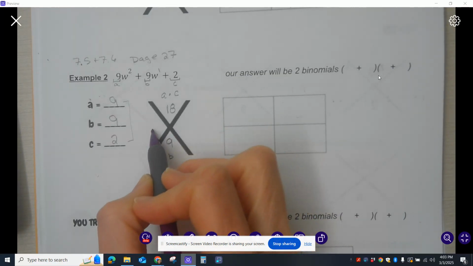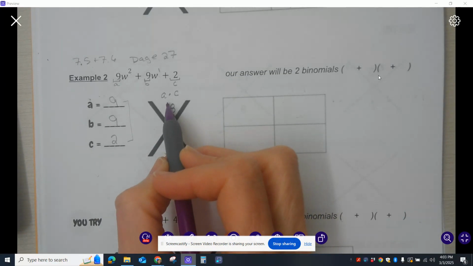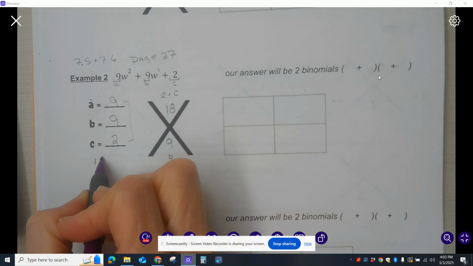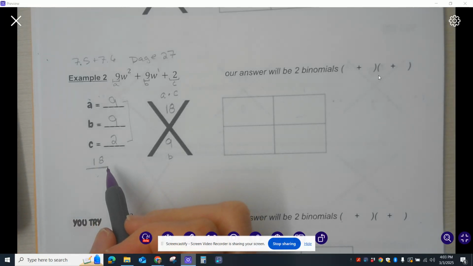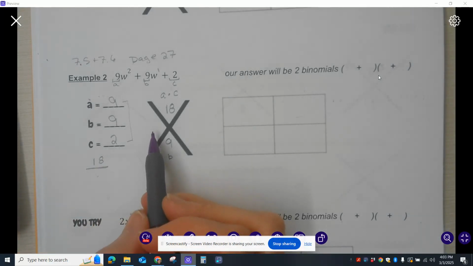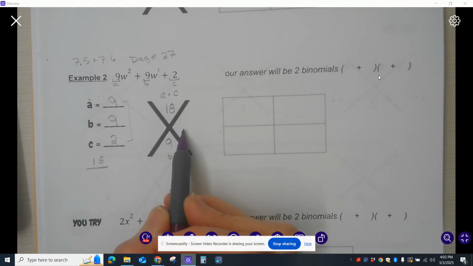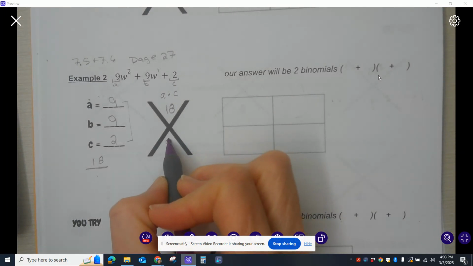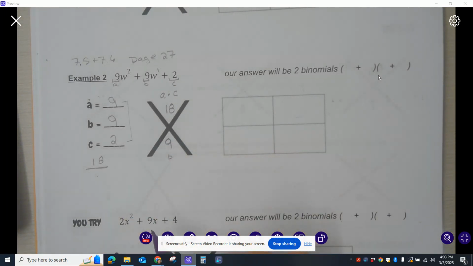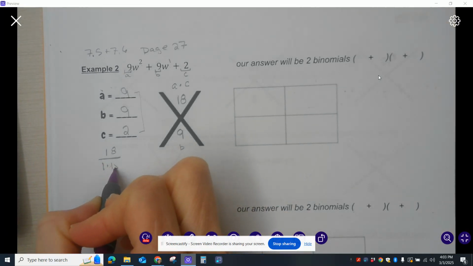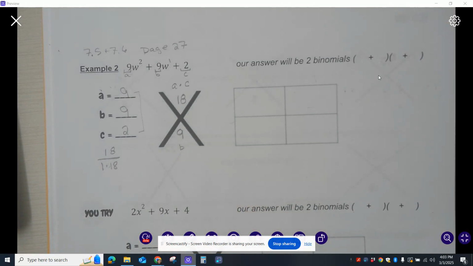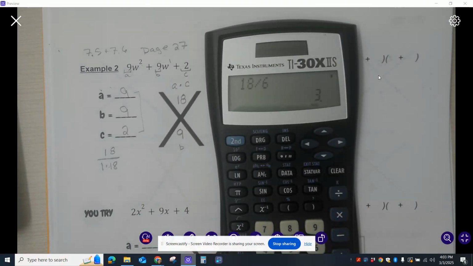and they are numbers that multiply to give me 18. So those would be factors of 18. So I want to list my factors of 18 and then figure out which of these two factors will add or subtract to get me a 9. So my factors of 18 are 1 and 18. I know that one for sure. If you don't know the others, you want to go to your calculator or go to your multiplication chart.